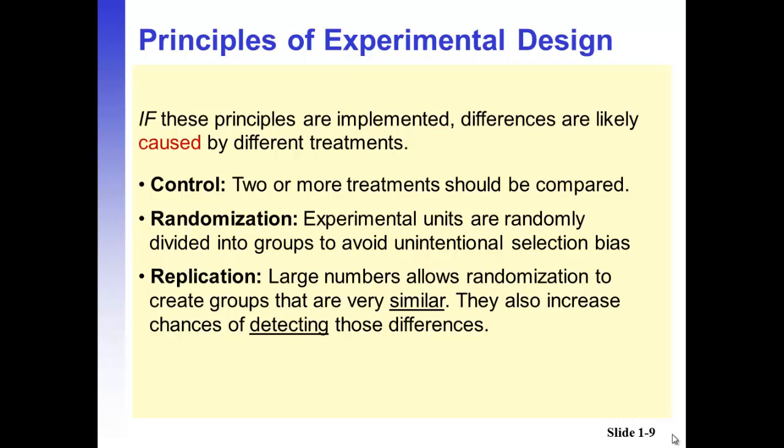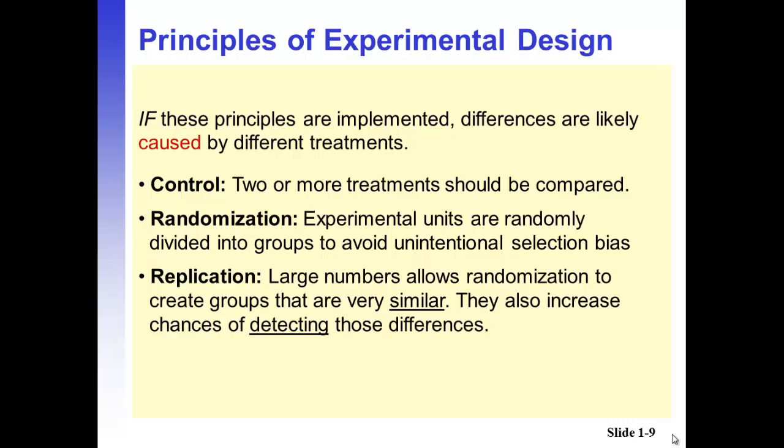Secondly is randomization. Since we have two or more groups, our experimental units, we call them subjects in the case of people, are randomly assigned into the two groups. This is to avoid unintentional selection bias.